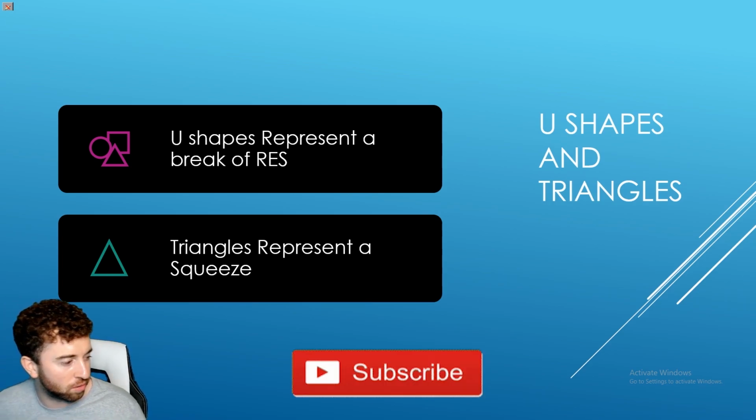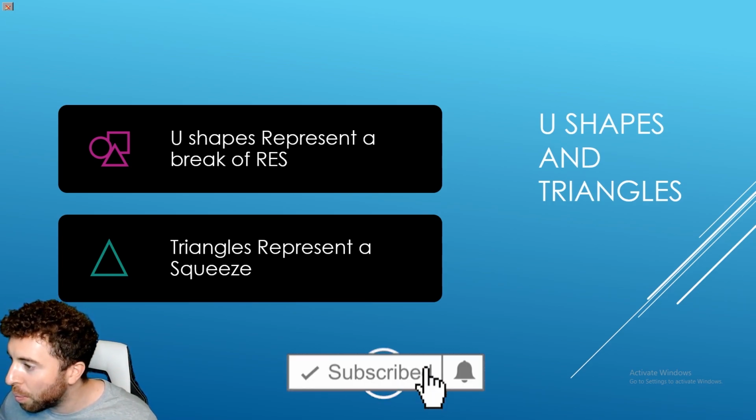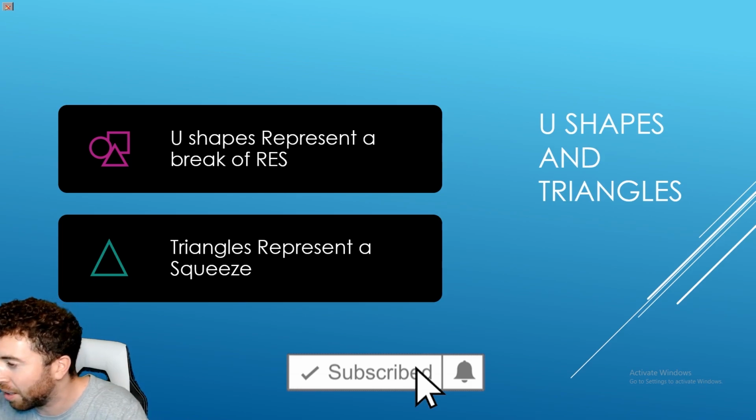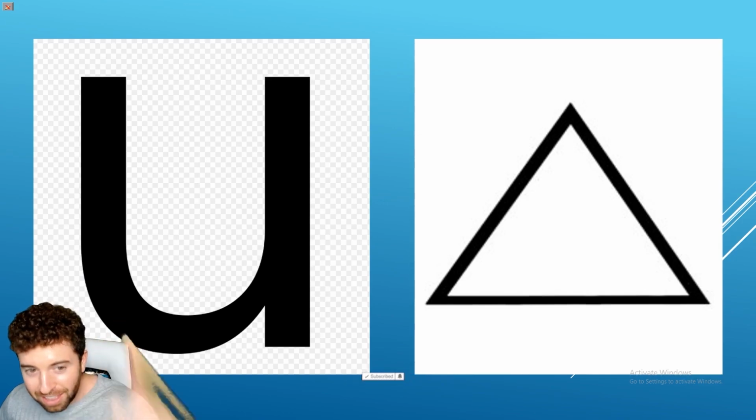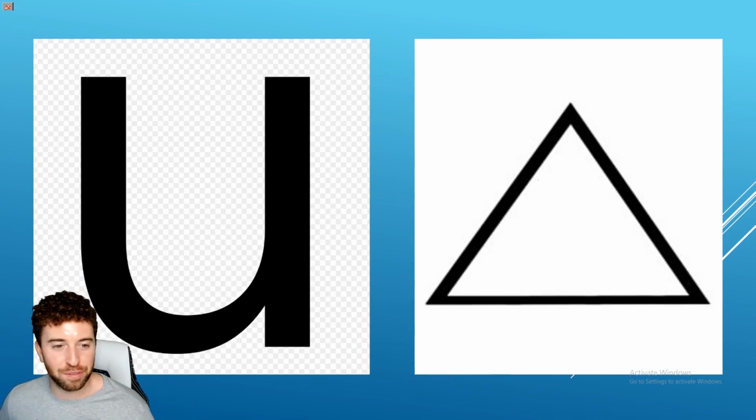U-shapes and triangles. That's what we are looking for in the stock market. And you're saying U-shapes and triangles, what does this really mean? Exactly. We are looking for this and that. We're looking for U-shapes to set themselves up, and we're looking for triangles to set themselves up.